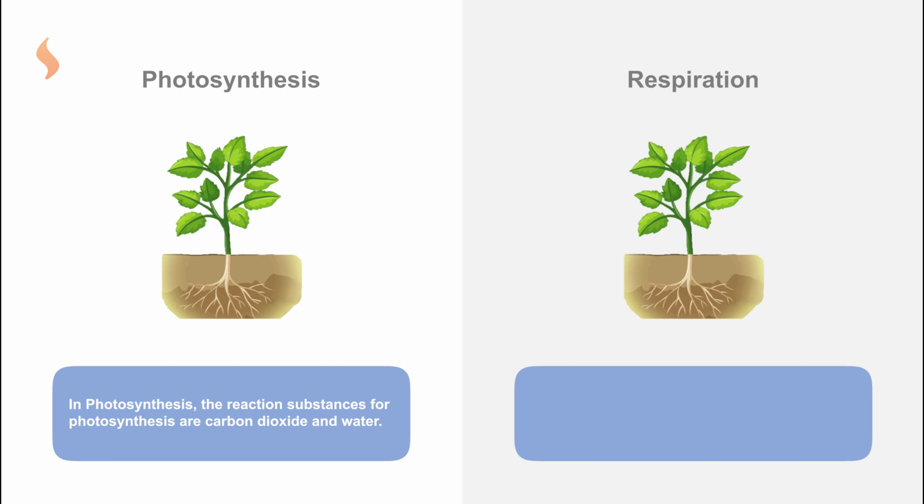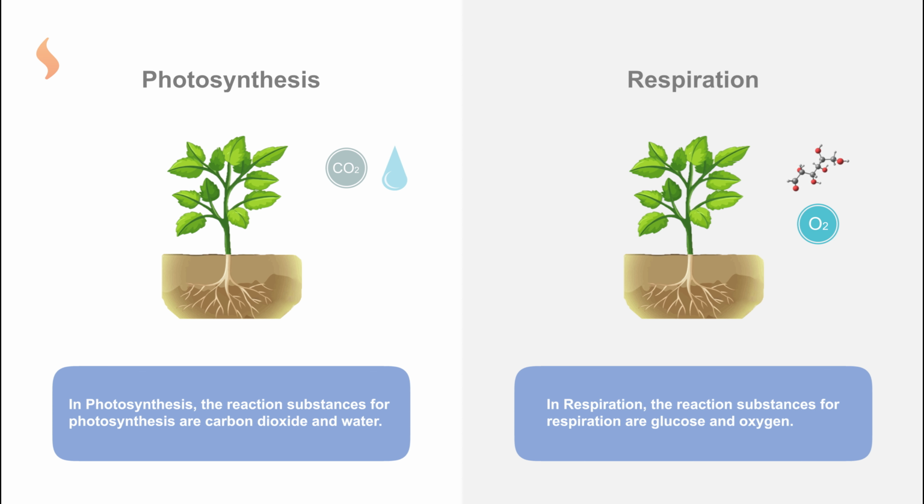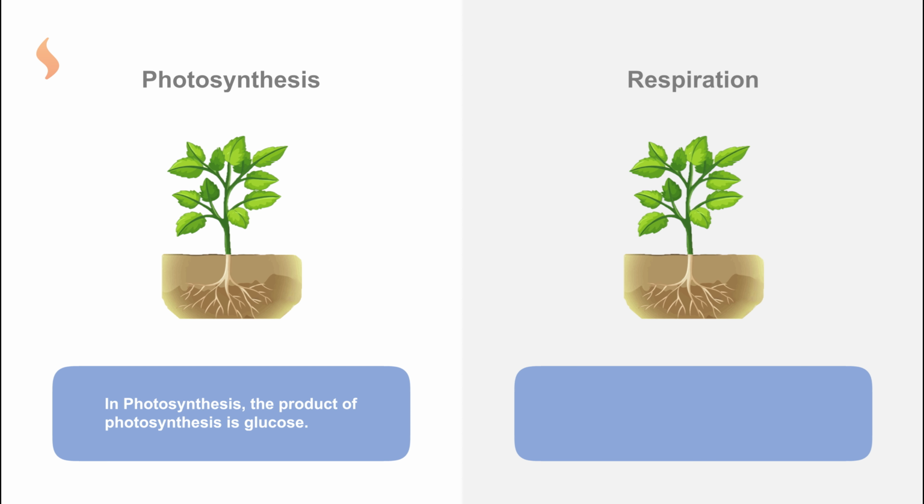In photosynthesis, the reaction substances for photosynthesis are carbon dioxide and water. In respiration, the reaction substances for respiration are glucose and oxygen. In photosynthesis, the product of photosynthesis is glucose. In respiration, the product of respiration is energy.